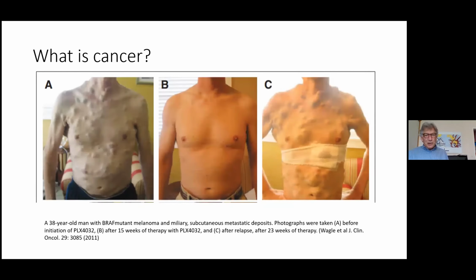So here are 3 pictures, and pictures are worth 1,000 words. Here's a young man in panel A, well, he's 38 years old, who's got a disseminated metastatic melanoma. And you can see that it's all over his torso. It'll be elsewhere as well. It's on his arms as well. This is pretty horrible. It started probably from a primary here in the neck, and it's spread.